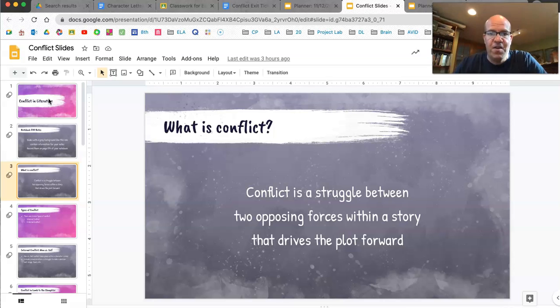I want you to pause the video to write things down as you need to. So have conflict defined somewhere on R14. Conflict is a struggle between two opposing forces within a story that drives the plot forward. Again, conflict is a struggle between two opposing forces within a story that drives the plot forward. Okay, it's not just a conflict, but something comes up, and as a result of that, something changes or other things happen in the story.